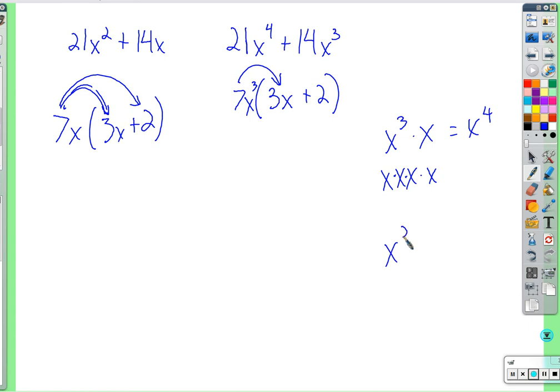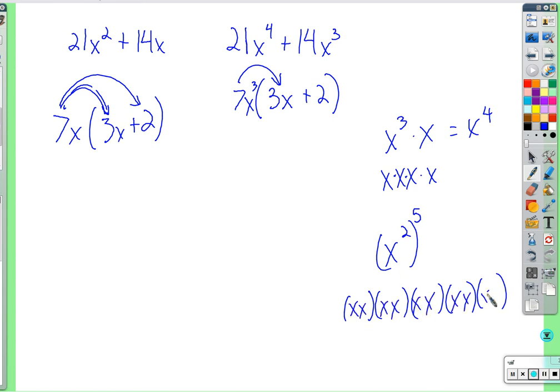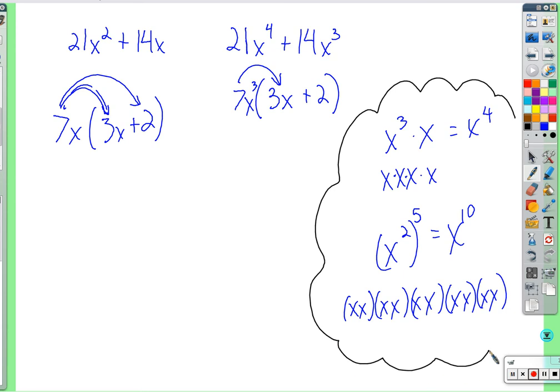If we were to multiply the exponents, it would be because we were doing x to the 2nd, to the 5th. That would be 5 groups of x times itself. Altogether, how many x's? 10. 5 times 2, 10 x's.